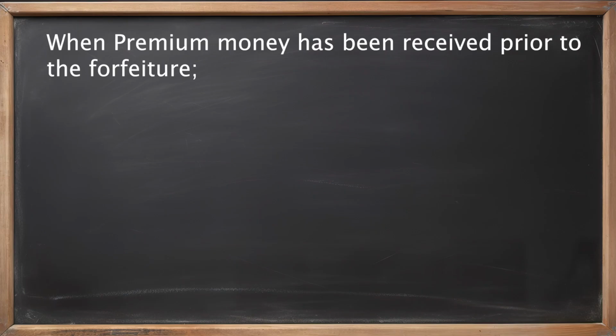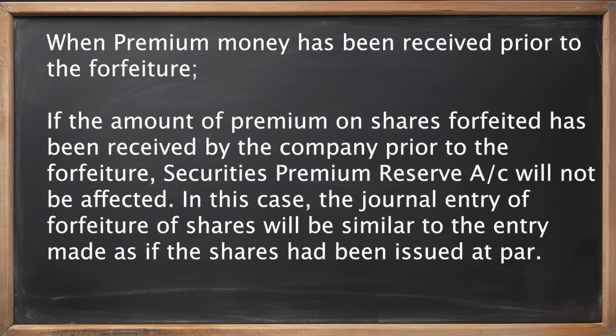Let us discuss Case 2, where shares are issued at premium and thereafter forfeited. There can be two situations again. First, when the premium money has been received prior to the forfeiture. If the amount of premium on shares forfeited has been received by the company prior to the forfeiture, the securities premium reserve account will not be affected. In this case, the journal entry of forfeiture of shares will be similar to the entry made as if the shares had been issued at par.